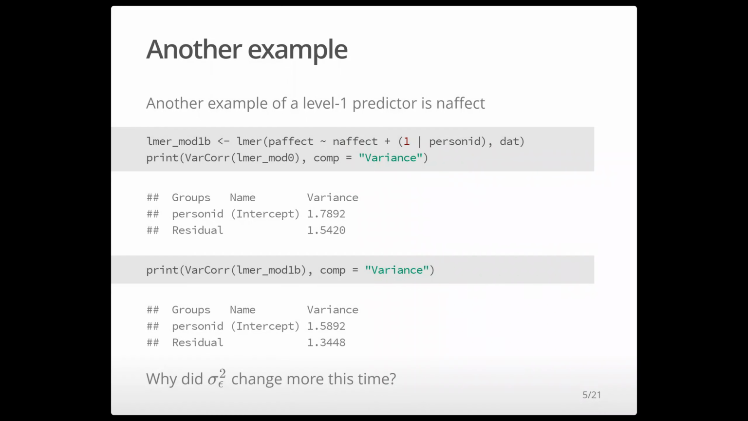Let's look at another example of a level 1 predictor. So here we're going to use negative affect, and as you can imagine, negative affect and positive affect are fairly strongly correlated. And so here at the top, we have our same unconditional model again, just no predictors, same as on the last slide. And here we have the model with negative affect instead of sleep. And here we see that our level 1 variance has changed quite a bit, as has our level 2 variance. So why do we think the level 1 variance changed more with this predictor than with the previous predictor?